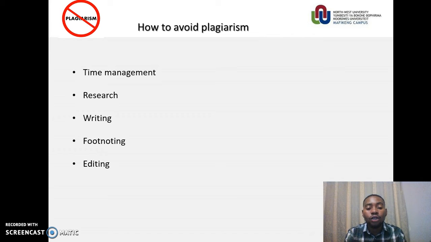Editing. Make sure that after you're done with your work, you edit. Make sure that your work is correctly referenced and correctly footnoted. Make sure that the references in your footnotes are really correct, in the sense that what you footnoted is exactly that person's idea, or you took it exactly from that source.